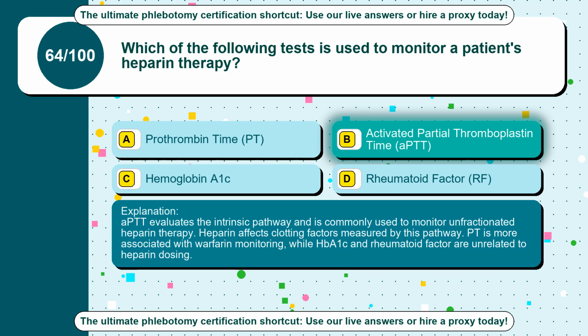APTT evaluates the intrinsic pathway and is commonly used to monitor unfractionated heparin therapy. Heparin affects clotting factors measured by this pathway. PT is more associated with warfarin monitoring, while HbA1c and rheumatoid factor are unrelated to heparin dosing.